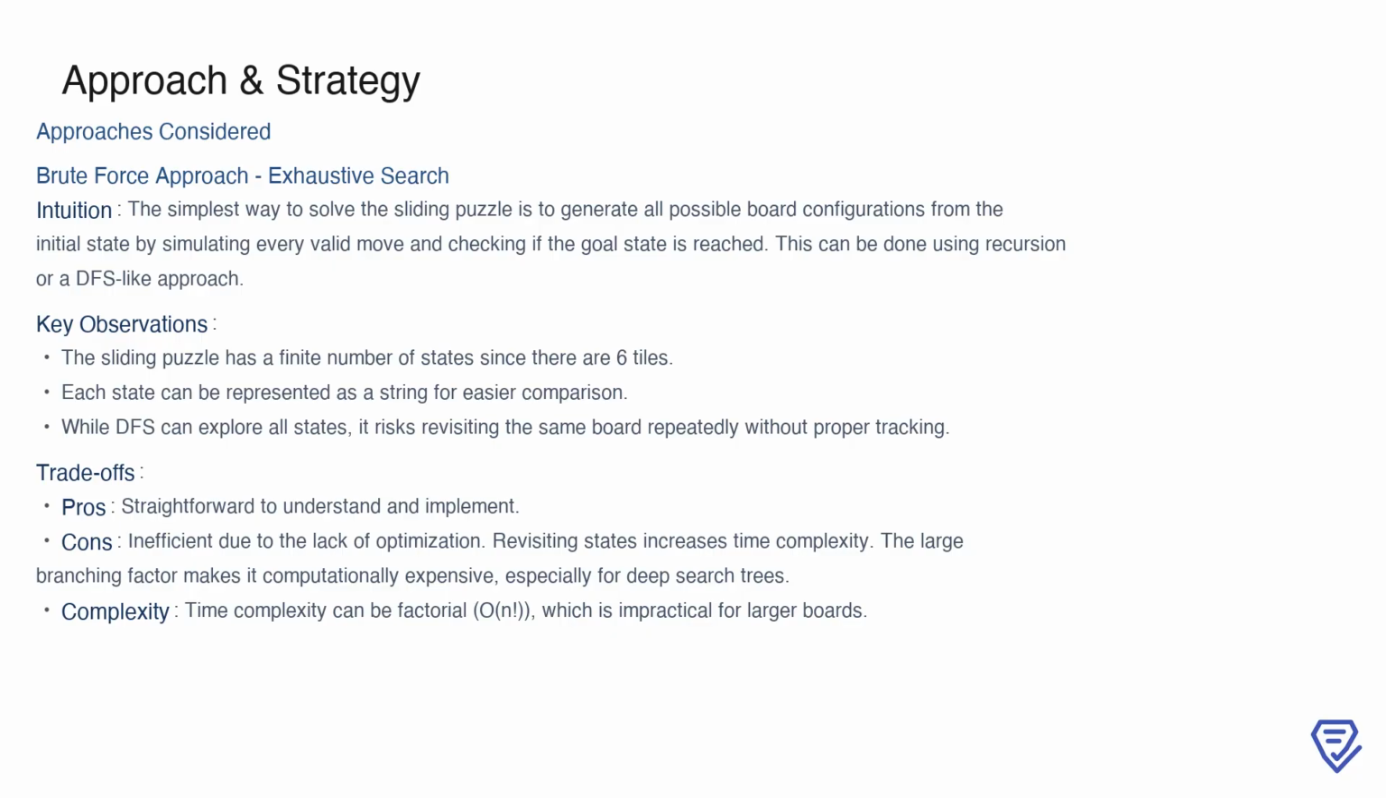However, while this method is simple to understand and implement, it has significant limitations. Without proper tracking, the algorithm risks revisiting the same board states, leading to redundant computations. This inefficiency, coupled with the large branching factor of possible moves, makes it computationally expensive. The time complexity for this approach can be factorial, which is impractical for real-world scenarios, especially as the search depth increases. While it serves as a baseline, its inefficiency highlights the need for more optimized solutions.